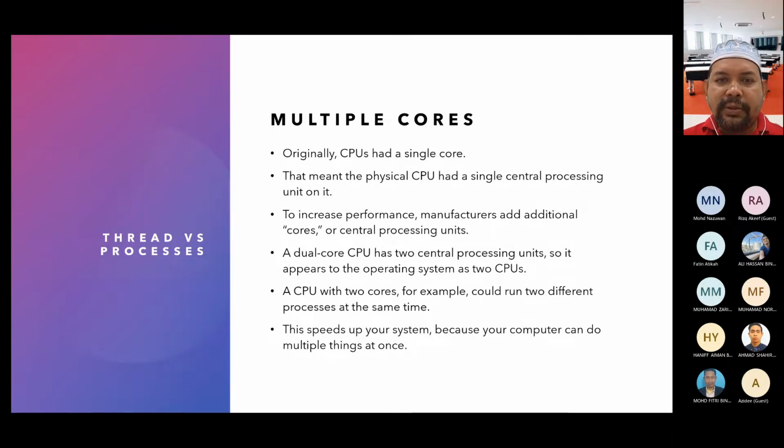Okay, multiple cores. The original CPU had a single core, so that means the physical CPU had a single central processing unit on it. So to increase performance, manufacturers add additional cores, or central processing units, which we call CPUs.